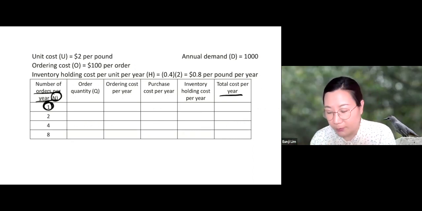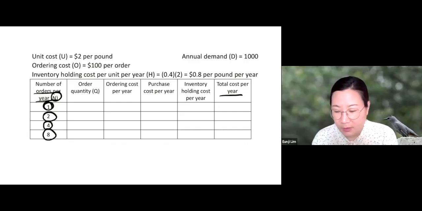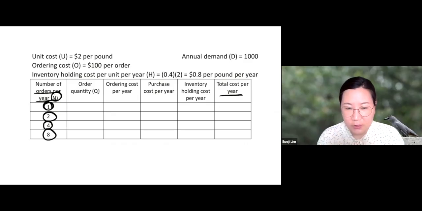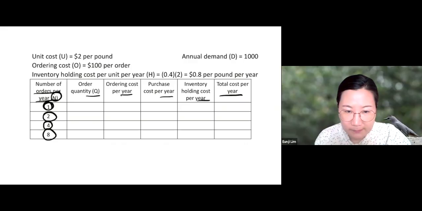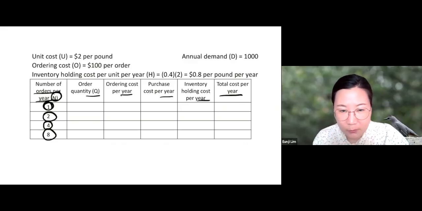In the second scenario, we place 2 orders a year. At the beginning of each year, you place an order, and 6 months later, we place another order. In the next scenario, we place 4 orders a year, and next we place 8 orders a year. So in this table, we're going to focus on these 4 scenarios and compute the total annual cost. So let's fill out this table. Let's compute the order quantity, the ordering cost per year, the purchase cost per year, and the inventory holding cost per year. Let's start with the order quantity.